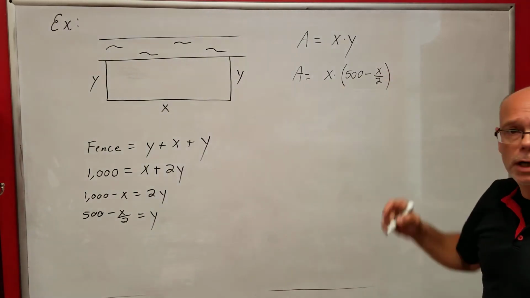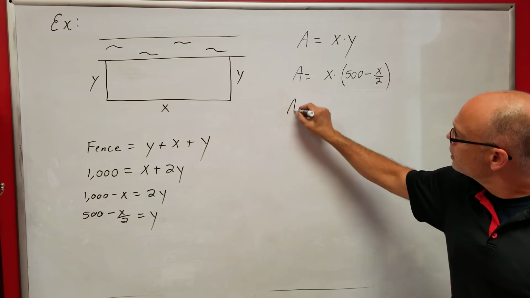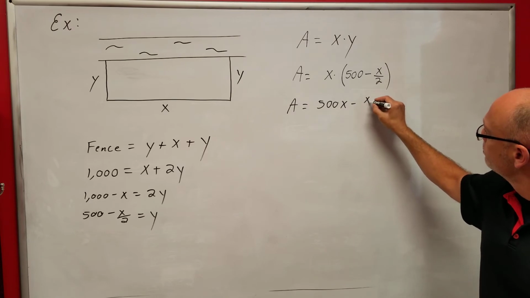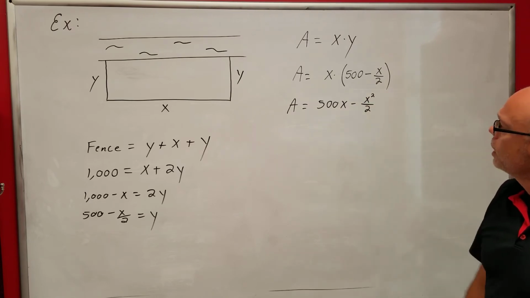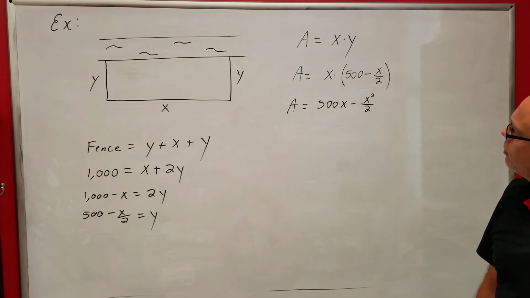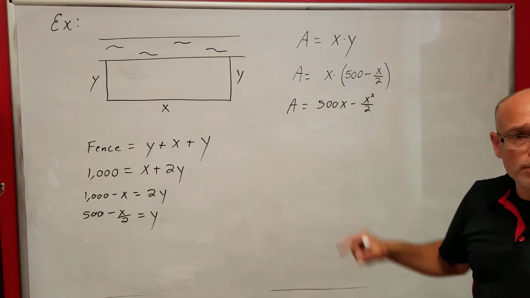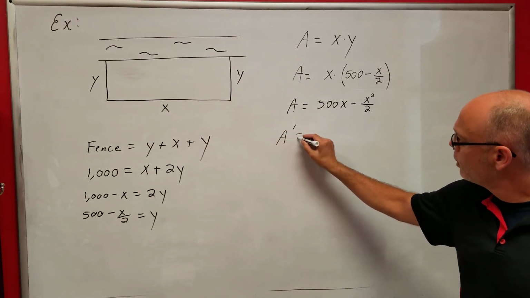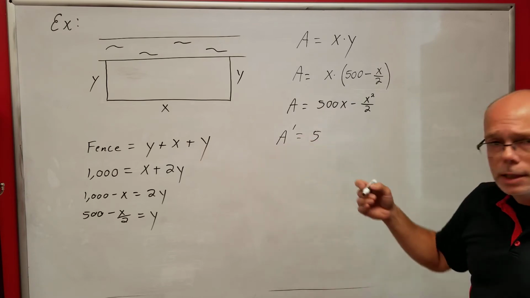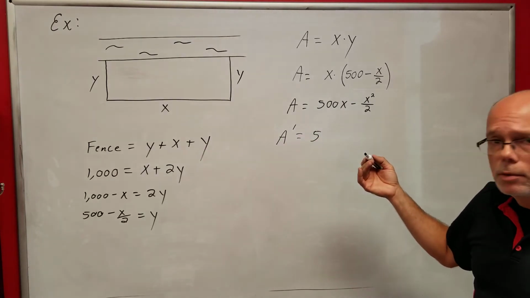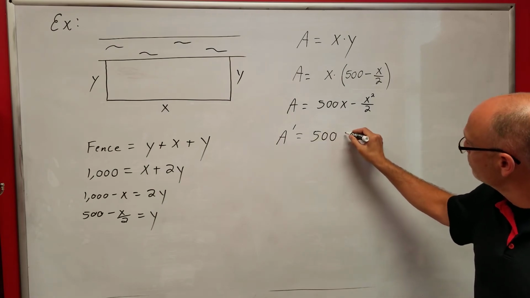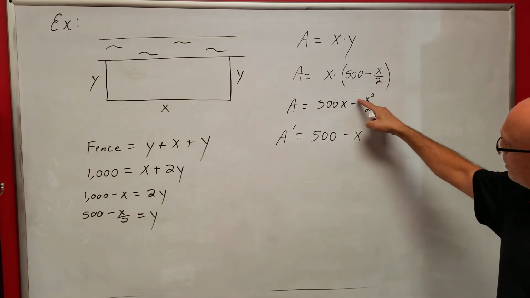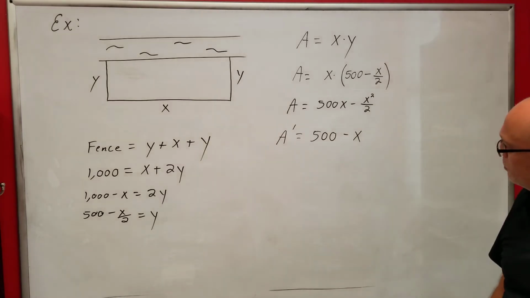Now we're just down to an X variable over here. So this gives me A is equal to 500X minus X squared over 2. All right, now, how do I find the maximum of this? Well, I take the derivative and find the critical points. A prime, or the derivative of A with respect to X, is 500 minus X to the first, right? Because remember that 2 gets multiplied here and 2 divided by 2.